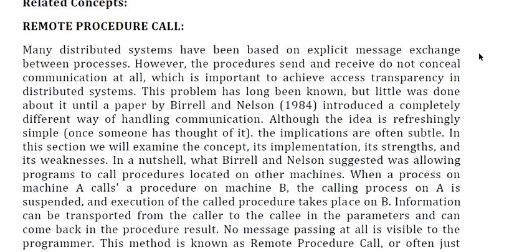In a nutshell, what Birrell and Nelson suggested was allowing programs to call procedures located on another machine. When a process on machine A calls a procedure on machine B, the calling process on A is suspended and the execution of the called procedure takes place on machine B. Information can be transported from the caller to the callee in parameters and can come back in the procedure result. No message passing at all is visible to the programmer. This method is known as remote procedure call.